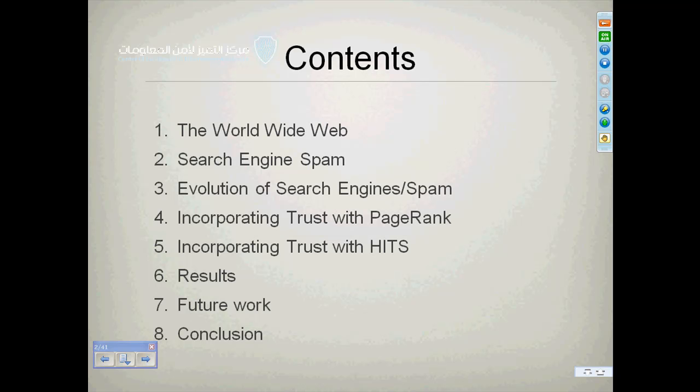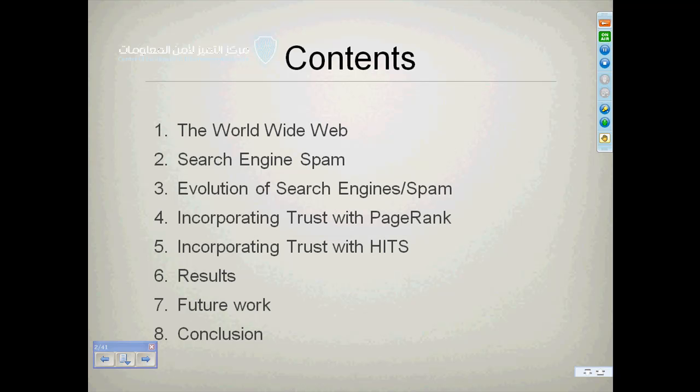So the outline of the talk is essentially to give some introduction to this area, and then to talk a little bit about the approaches that people are using to introduce spam or to confuse search engines, how this technique has changed over time. Then we talk about a couple of methods of incorporating trust into web search that we have done some recent experiments with, talk about some results, and conclude with some ideas we have for future work.